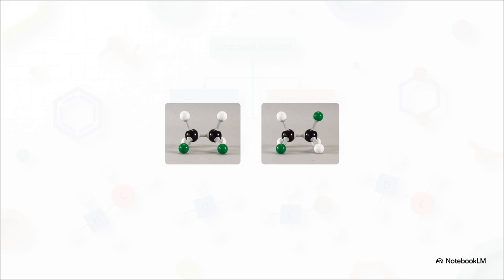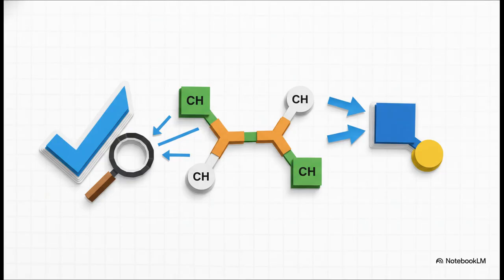Cis means same side. Now look to the right. The chlorines are on opposite sides of the double bond. That's the trans isomer. Trans basically means across. So, for your exam, here's your 2-point checklist. For a molecule to have cis-trans isomers, it has to meet 2 conditions. Number 1, you've got to have a carbon-carbon double bond.